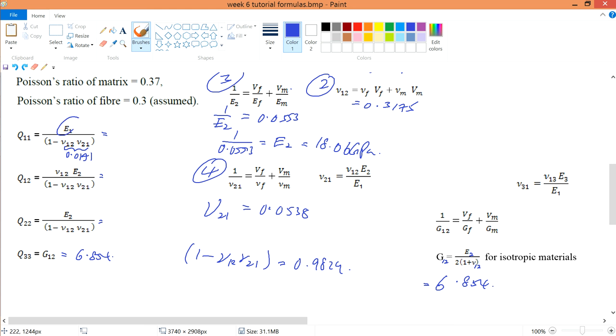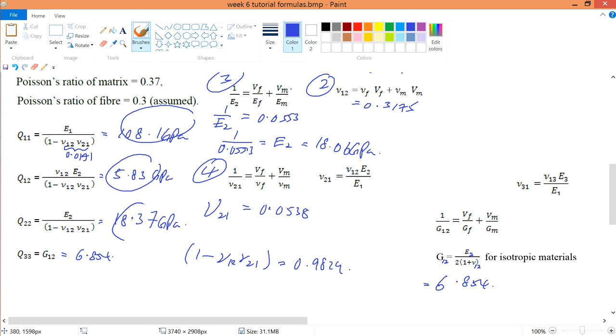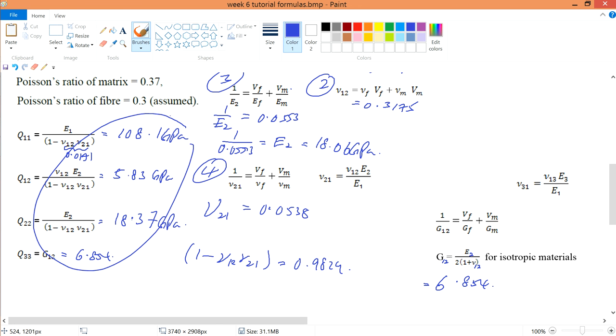Once I find these things, I'll skip the steps now and straight away give you the answer for all of these. You can also calculate them and verify yourself. To keep things simple, normally you can just leave it as 108 or maybe 6 GPa or 18 GPa, for simplicity, in the future, other than studies. Anyway, this is how you get your Q11, etc.